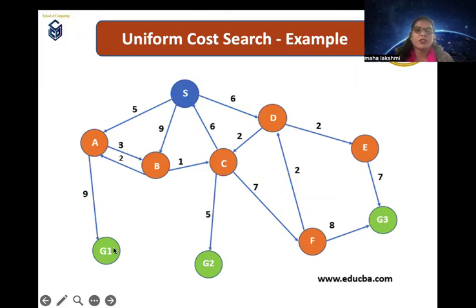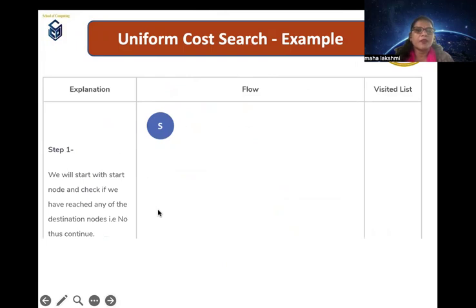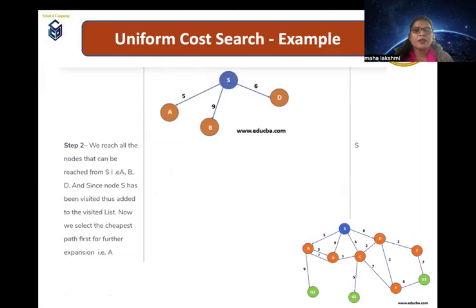So how do we reach the goal node from the source node based on uniform cost search? We will discuss it further. Step 1: start with the start node and check whether we have reached any of the destination nodes. That is not the case, so the search can continue. Next, we reach all the nodes that can be reached from S, for example A, B, C and D. Since node S has been visited, it is added to the visited list.